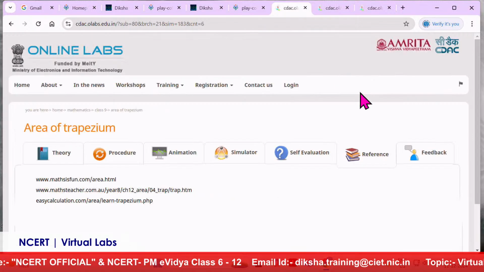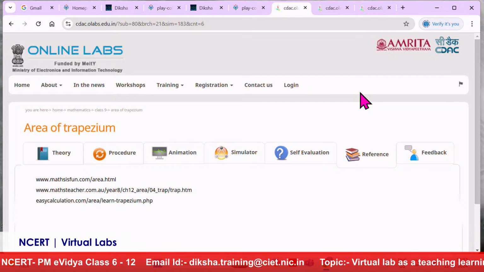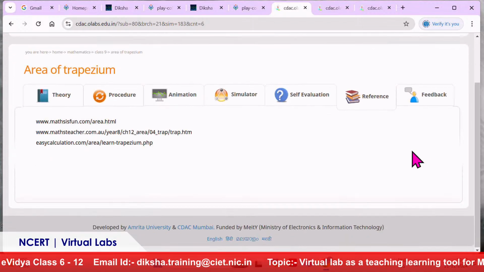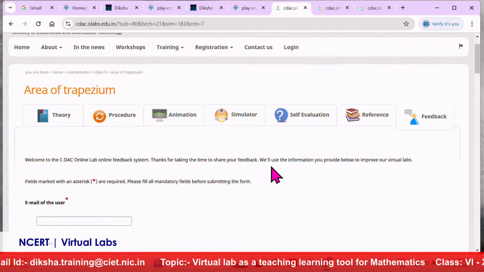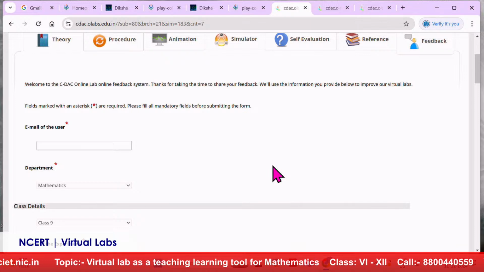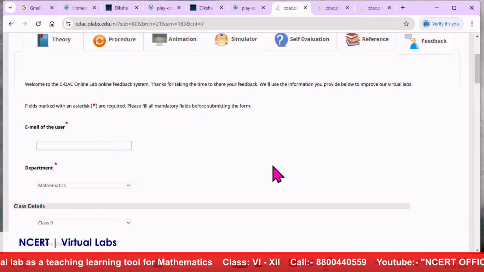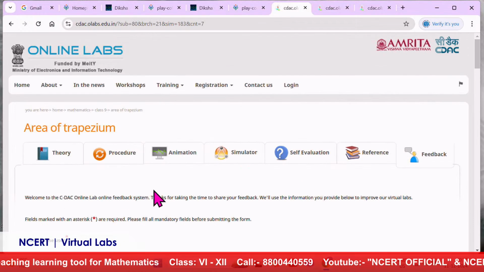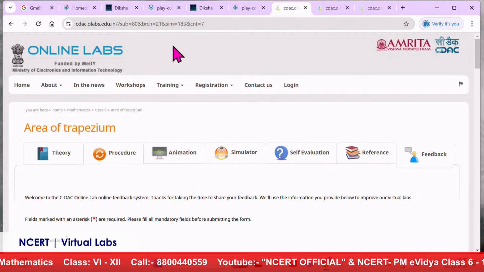The reference is basically additional material that they want to learn extra, in particular in this subject, in this topic. So they can refer to the references also, and a small feedback is also there. This feedback goes to the virtual labs, to the persons who have created the virtual labs. Right. So now I'm showing one of the experiments.